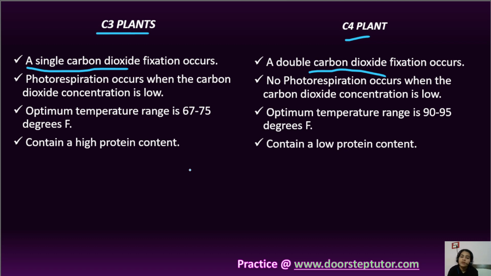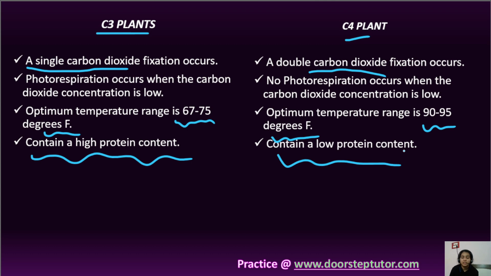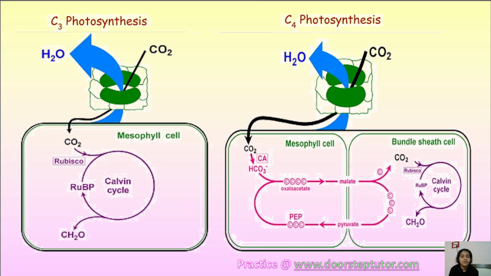Now, C3 plants are found in regions where the optimum temperature ranges from 67 to 75 degrees, while C4 plants can tolerate high temperature. Here, the optimum temperature can be from 90 to 95 degrees Fahrenheit. C3 plants contain a high protein content, while C4 plants contain a low protein content. Now from this image it will be more clear to you.